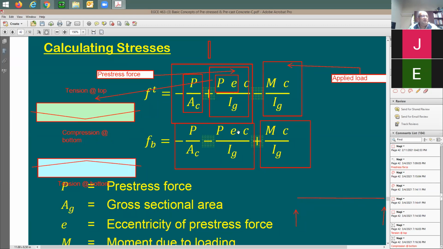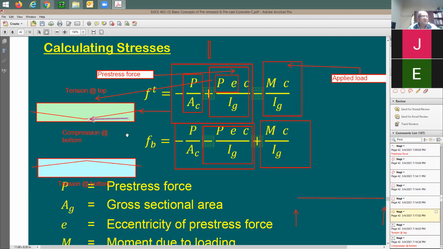This makes sense because look at this. This term here has a negative value, correct? Meaning it's going to give me compression at the bottom. And this makes sense because look what happened. Here's the axial force. You store the axial force right here. Then you move it down here. So I'm going to put here the compression force right here.